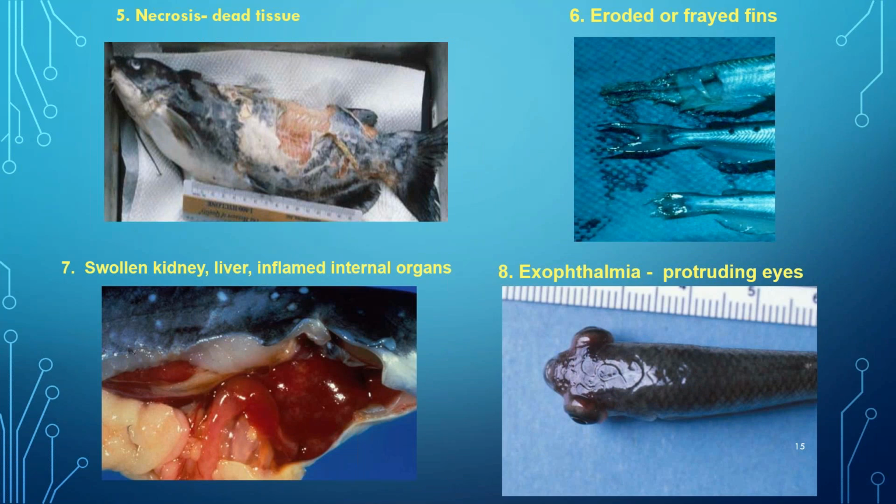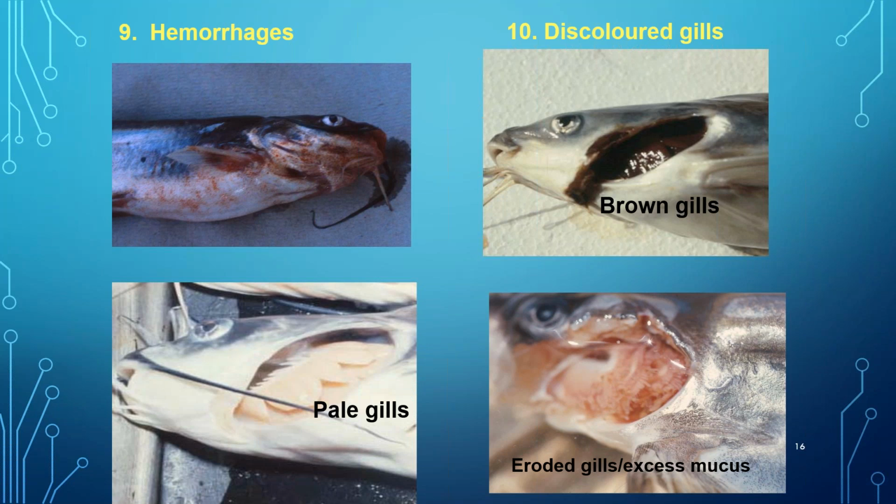Then fluid-filled body cavities, what I said as ascites, followed by necrosis, that is the dead tissues or the termination of the tissues, followed by eroded fins, swollen kidney and liver, inflamed internal organs, distorted spleens, hepatomegaly. These are the things seen post-mortem. Then exophthalmia, that is the protruding eyes, followed by septicemic hemorrhages, then the discoloration of gills, as I said, brown gills, dark in color, then pale gills, eroded gills, excess mucus content in the gills. These are the common signs of sick fishes.